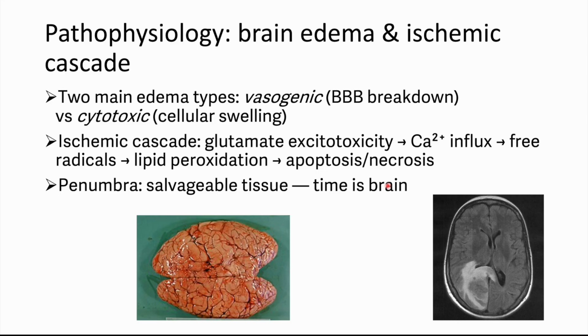So coming to the pathophysiology of brain edema and ischemic cascade, there are two types of edema called vasogenic and cytotoxic. Vasogenic is due to blood-brain barrier breakdown, and cytotoxic is due to cellular swelling. So there's something called ischemic cascade, which explains why early intervention matters. So ischemia promotes release of excitatory amino acids, especially glutamate, which leads to calcium influx and causing free radicals. Then this leads to lipid peroxidation, causing apoptosis and necrosis. This is the chemistry of apoptosis and necrosis.